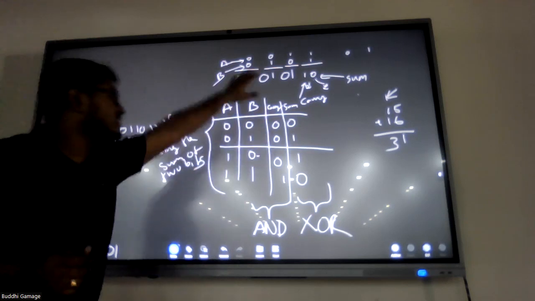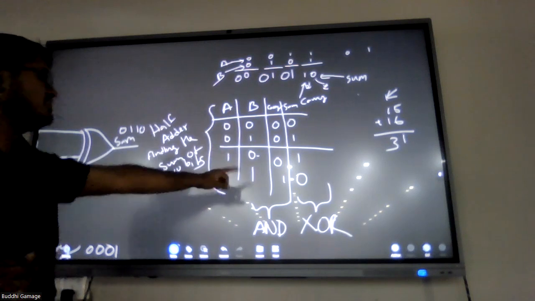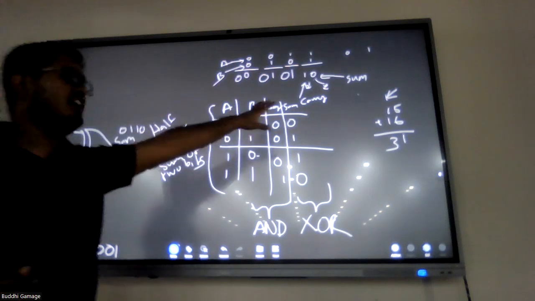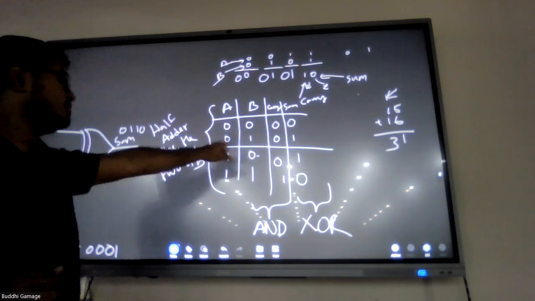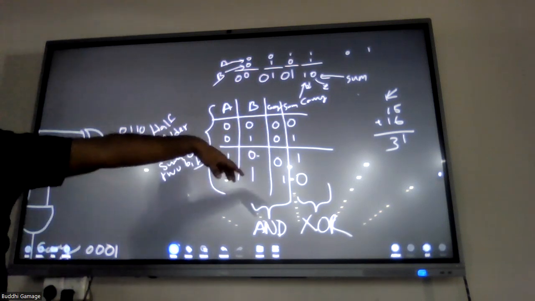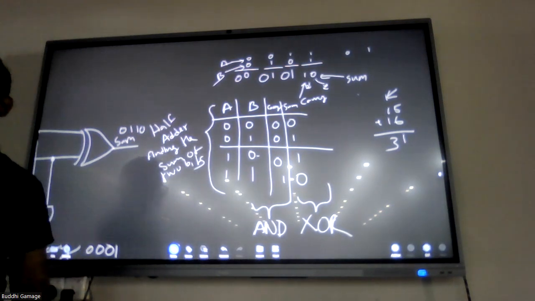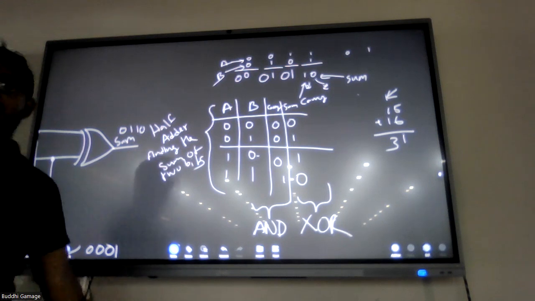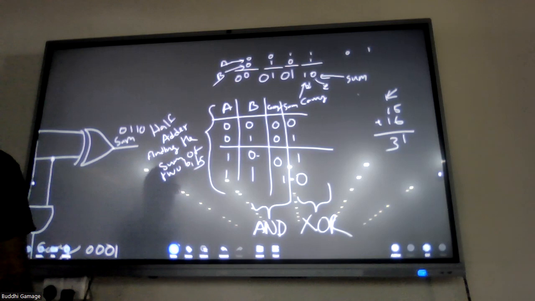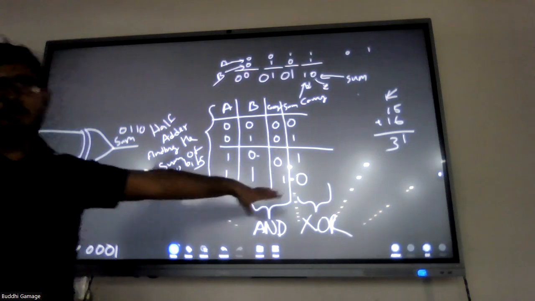These are represented here and here as well. 0 0, 0 1, 1 0, 1 1. When you are adding 0 0, the answer should be 0. 0 1 is 1. 1 0 is 1. For 1 1, in decimal adding 1 1 the answer is 2, and representing it in binary we need another bit, 1 0. So there are 2 bits, 1 0. So that means 2 outputs.